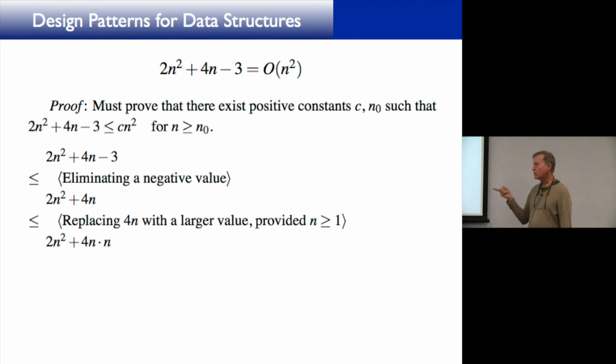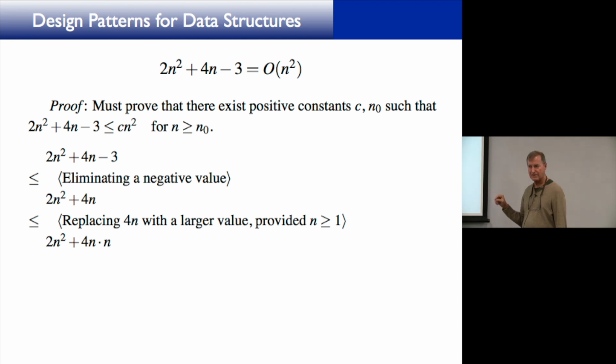Now look, this doesn't work if n is a half. If you multiply 4n times n and n is a half, then you're not making 4n bigger, you're making it smaller. So this is only true provided n is greater than or equal to 1.